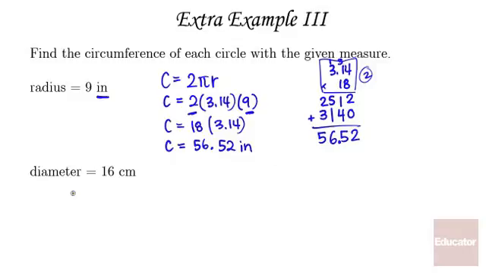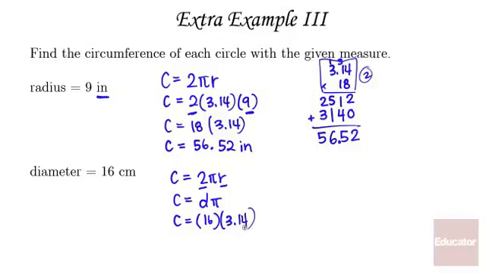And the next one, the diameter is 16 centimeters. Now, remember, if this is the formula, 2 times r becomes the diameter, right? 2 times radius is diameter. So I can just say this formula is the same thing as diameter times pi. So the diameter is 16, 16 times 3.14.